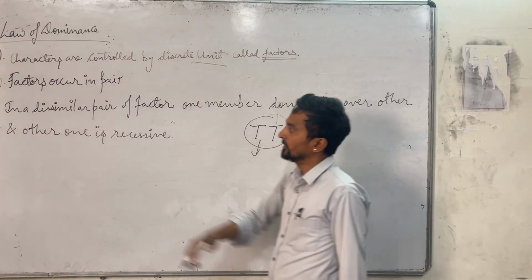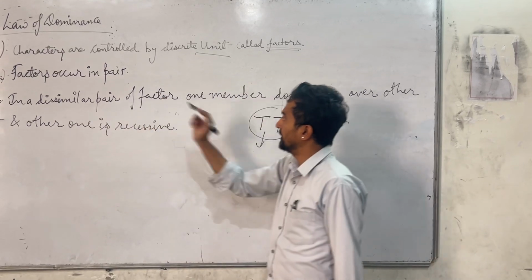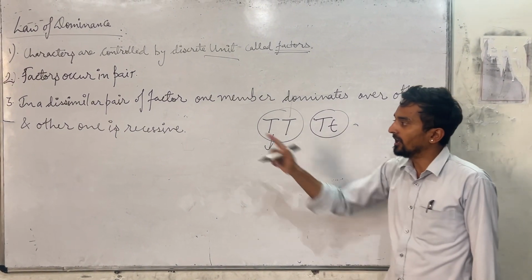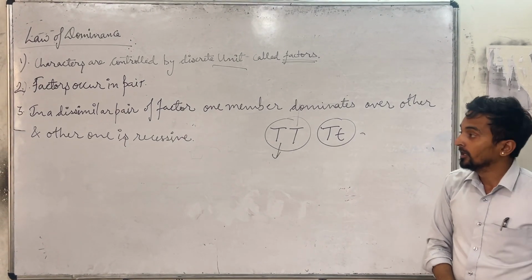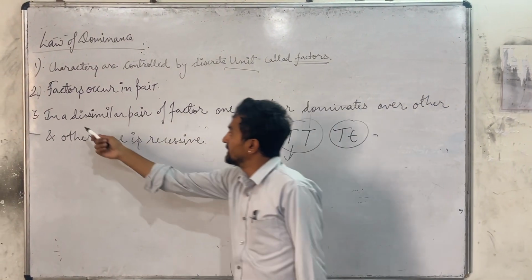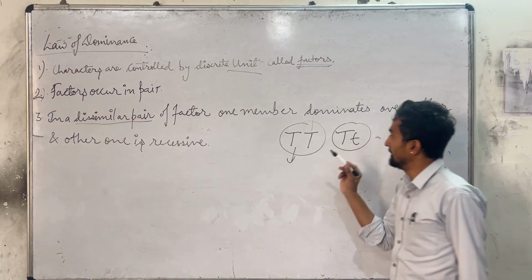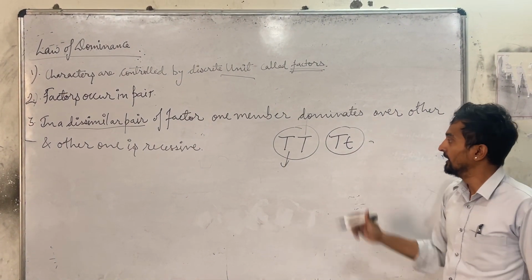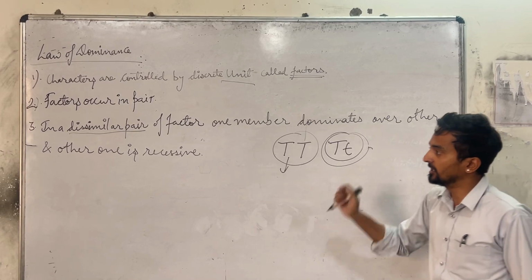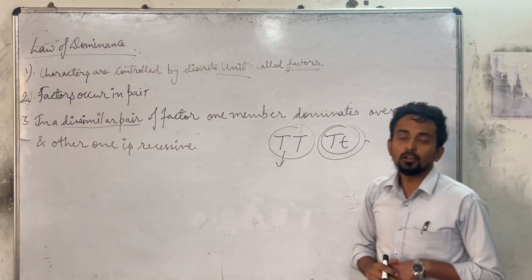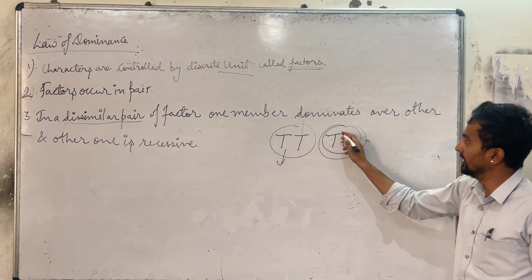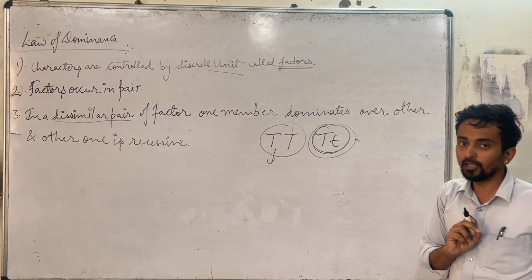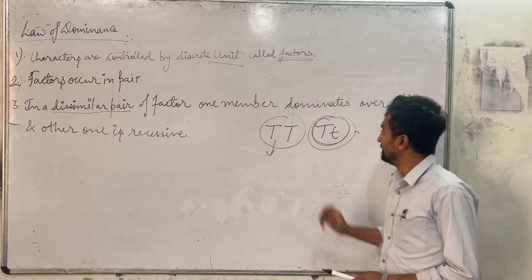The third postulate: in a dissimilar pair of factors, one member dominates over the other, and the other one is recessive. Go through this one, dissimilar pair. Dissimilar means differing. So basically, when we talk about a dissimilar pair, we mean the heterozygous condition, capital T and small t.